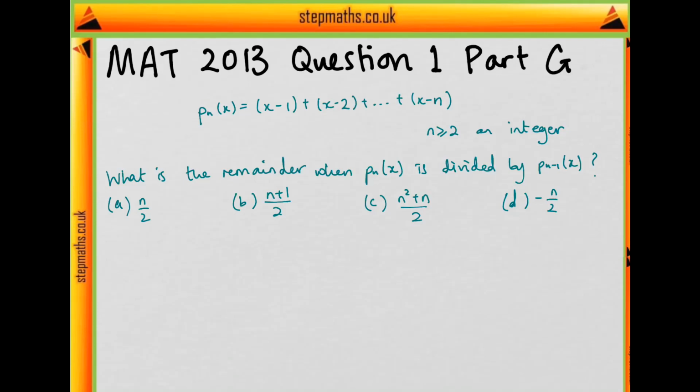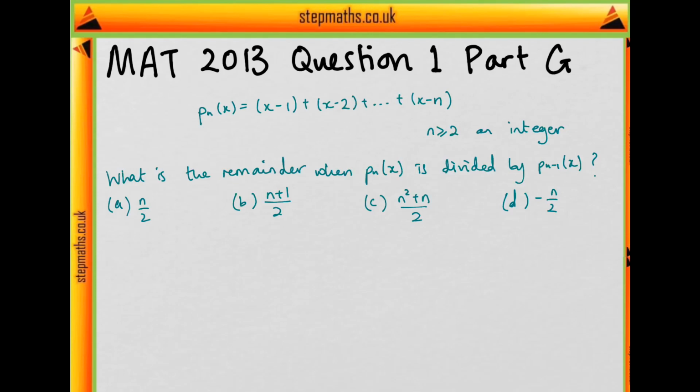Hello, I'm going to go through part G of question 1 on the 2013 math paper. This question gives us this polynomial Pn, and it wants us to find out what the remainder is when Pn of x is divided by Pn minus 1 of x.